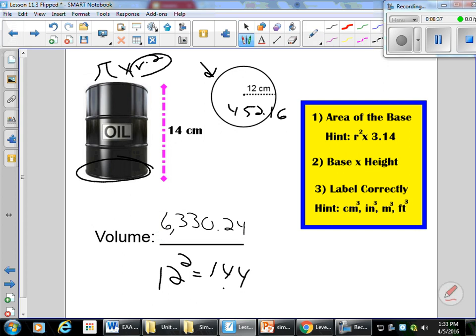To label this correctly, once again, I'm dealing with centimeters cubed, because I'm finding the volume.